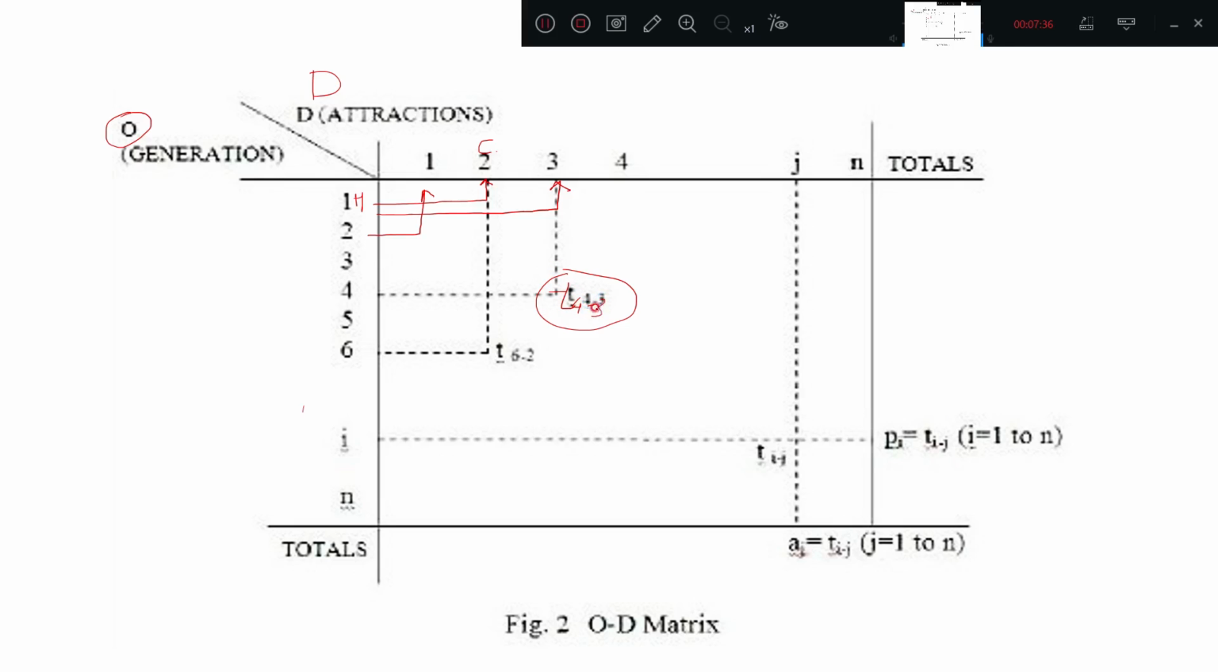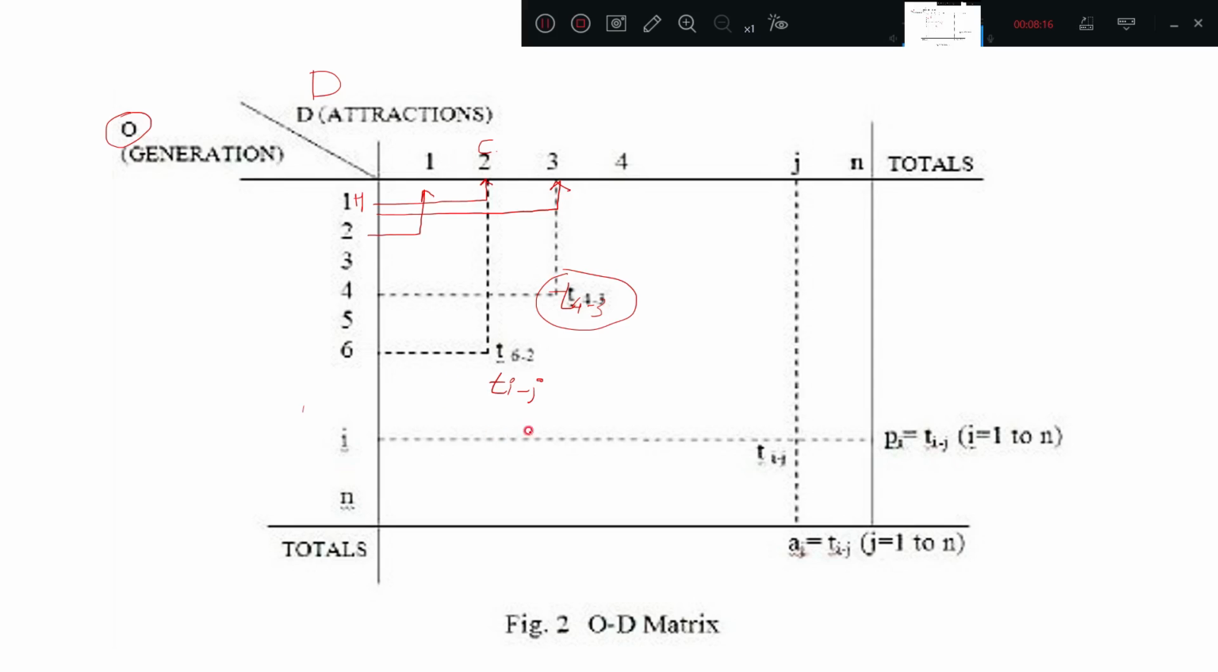T43, it is written, right? What is this trip? Having the fourth zone as the origin and the third zone as the destination, or the trip originated from the fourth zone and attracted towards the third zone. Similarly, this one is a trip originated from the sixth zone and attracted towards zone 2. Tij, Ti and j, it is written. It is originated and attracted, origin and destination. Okay. What is this? That is the number of trips. T is nothing but the number of trips.